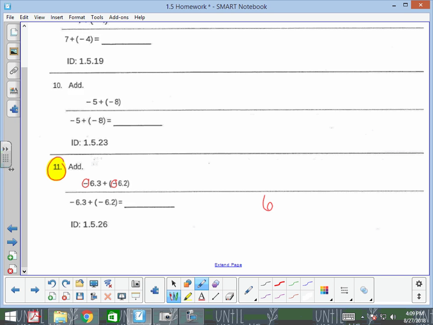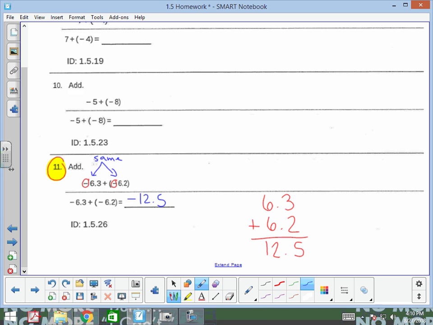Whenever we add decimals, line the numbers and the place values and the decimals up, and we're going to add. So that will be 5. Bring your decimal straight down. 6 plus 6 is 12. So this answer is going to be -12.5 because they both had the same sign in front of the numbers. Okay? So that was a review of adding decimals.